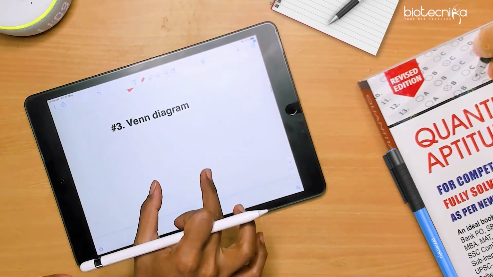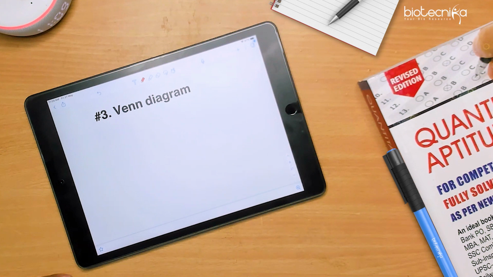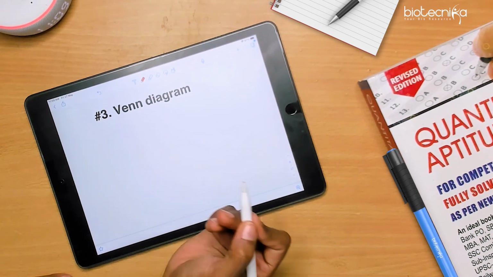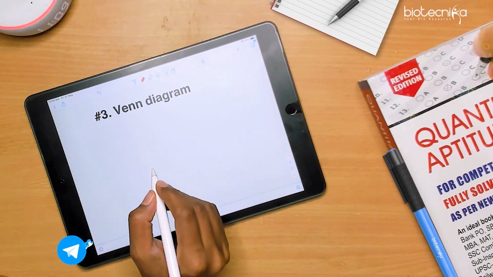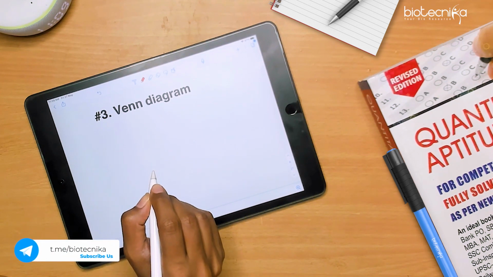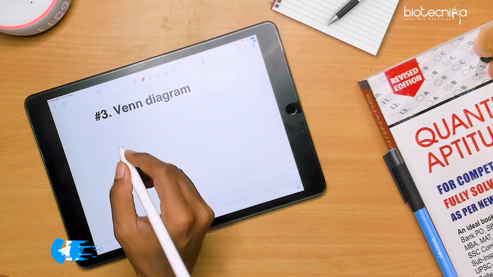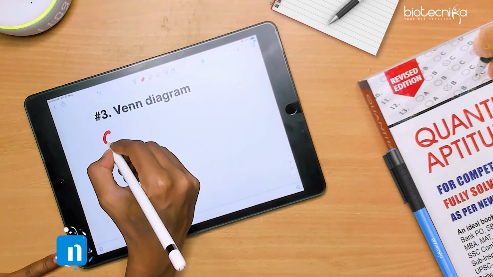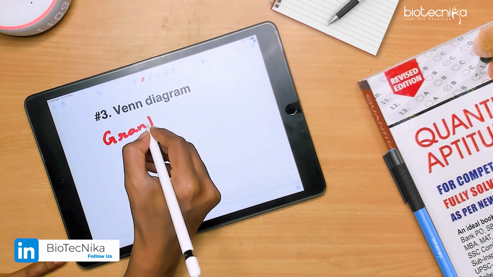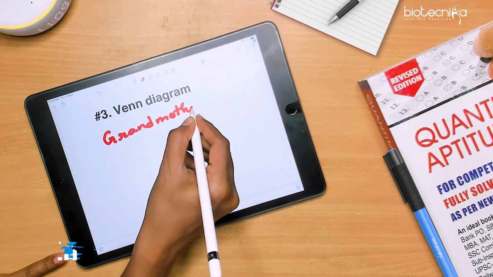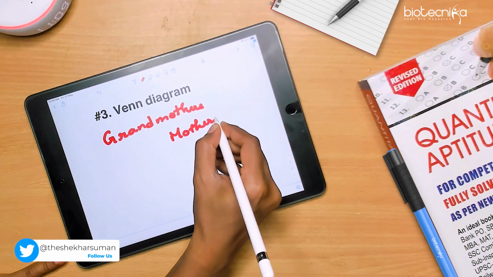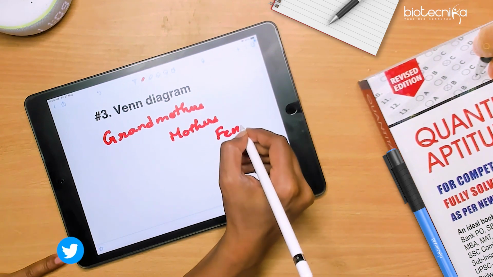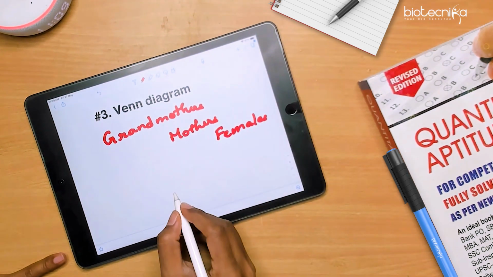Next type of questions are Venn diagrams. So what are Venn diagrams? They have some common areas in which you need to find out a category of some specific groups. So let's say you have grandmothers, then you have mothers, and you have females. So how to draw a Venn diagram for that?